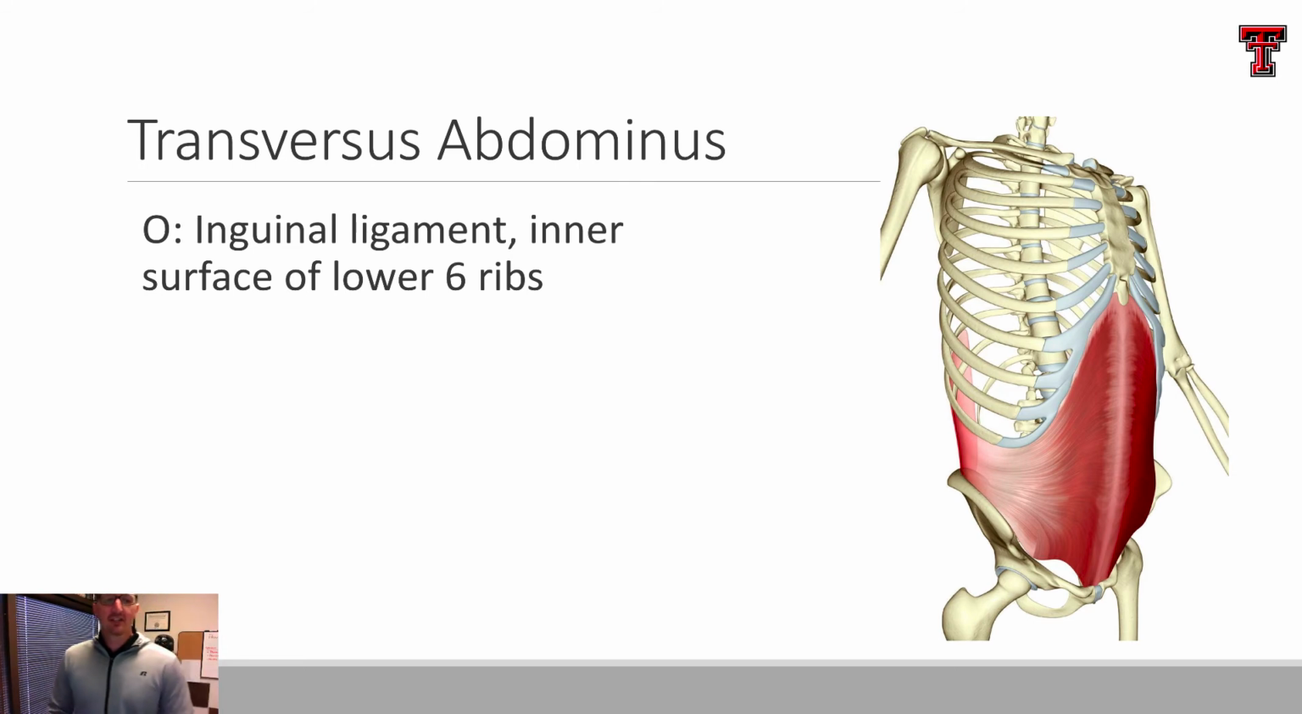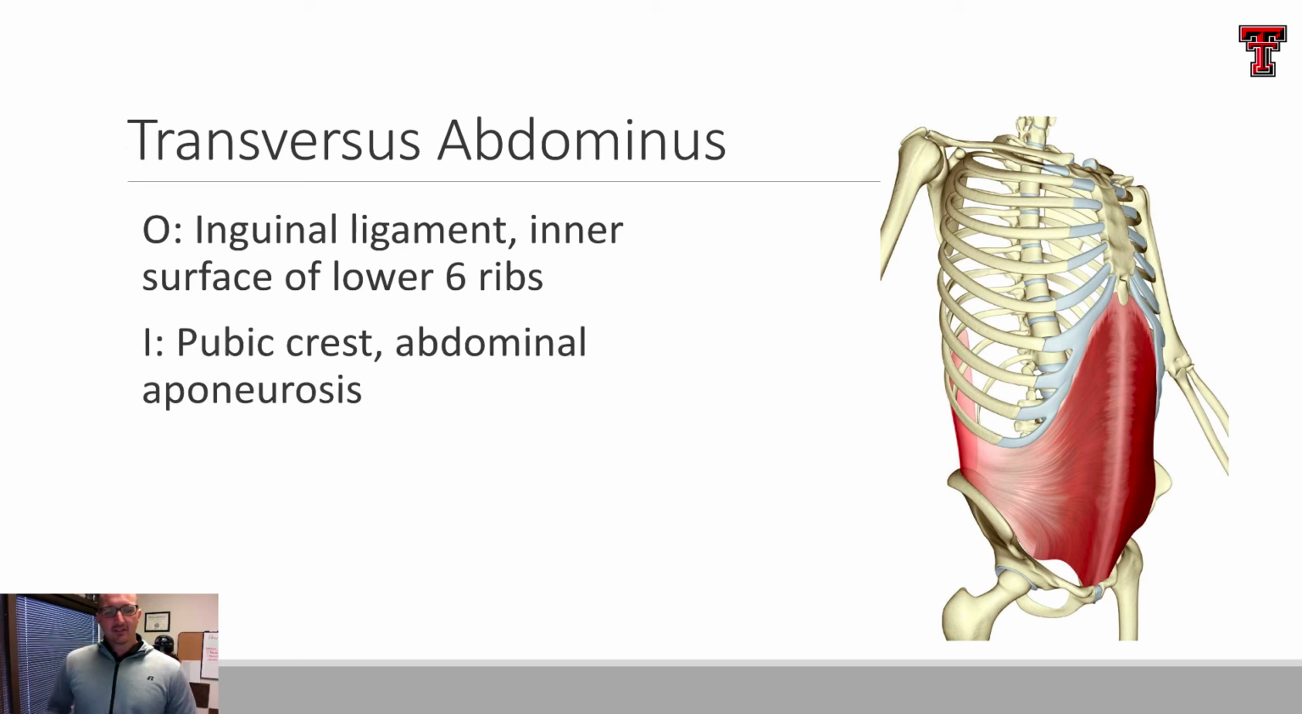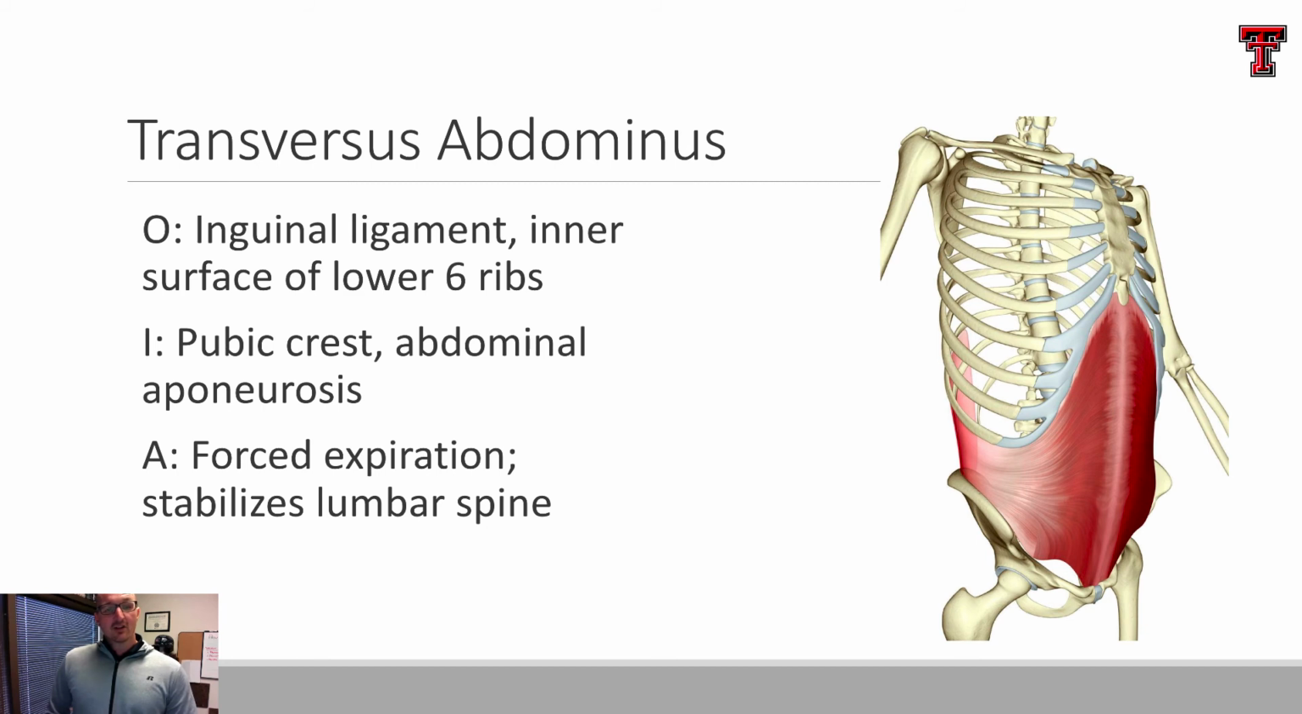So it's going to originate on the inguinal ligament and the inner surface of the lower 6 ribs. It's going to insert medially, inferiorly at the pubic crest, and then more superiorly at the abdominal aponeurosis. This is going to assist with forced expiration, and it's not a huge prime mover in terms of flexion, extension, rotation. It's more of an isometric stabilizer, so it provides added support to that lumbar spine.